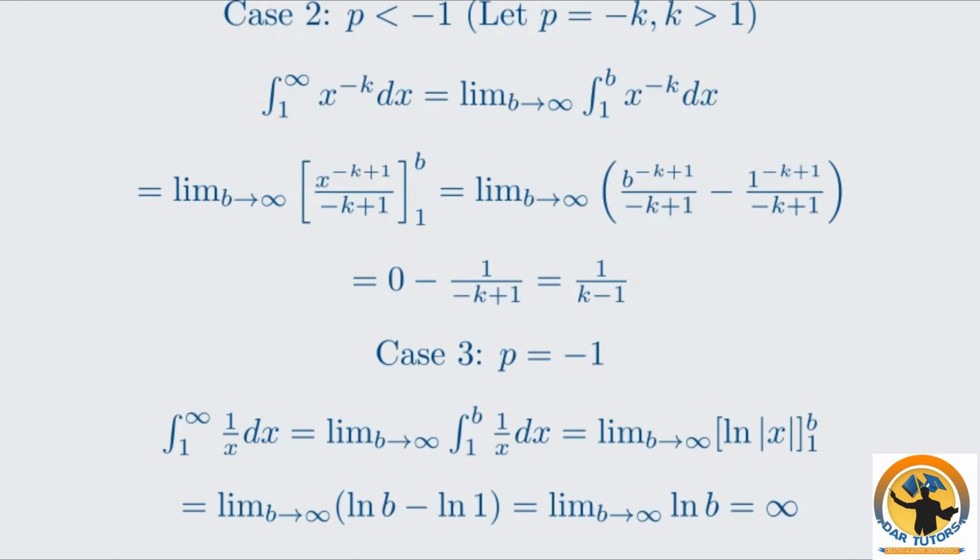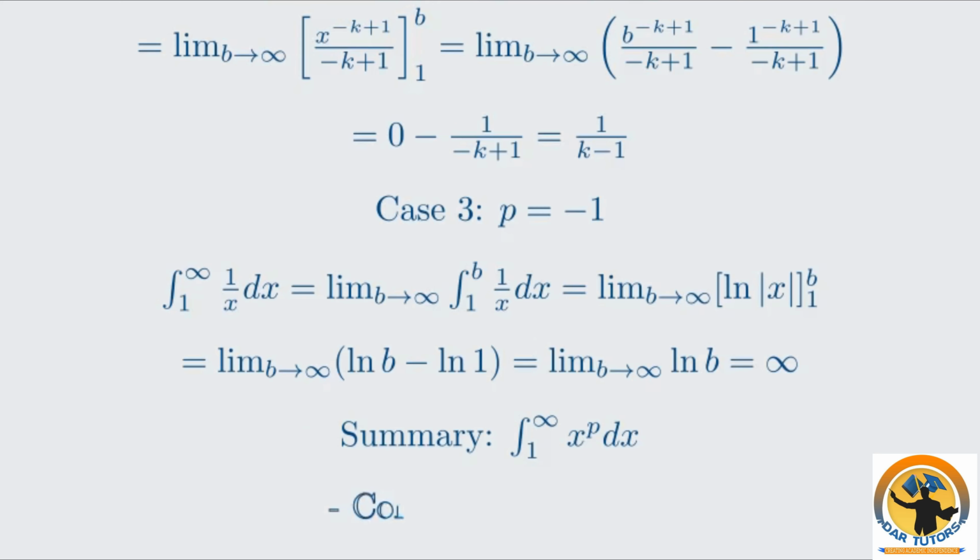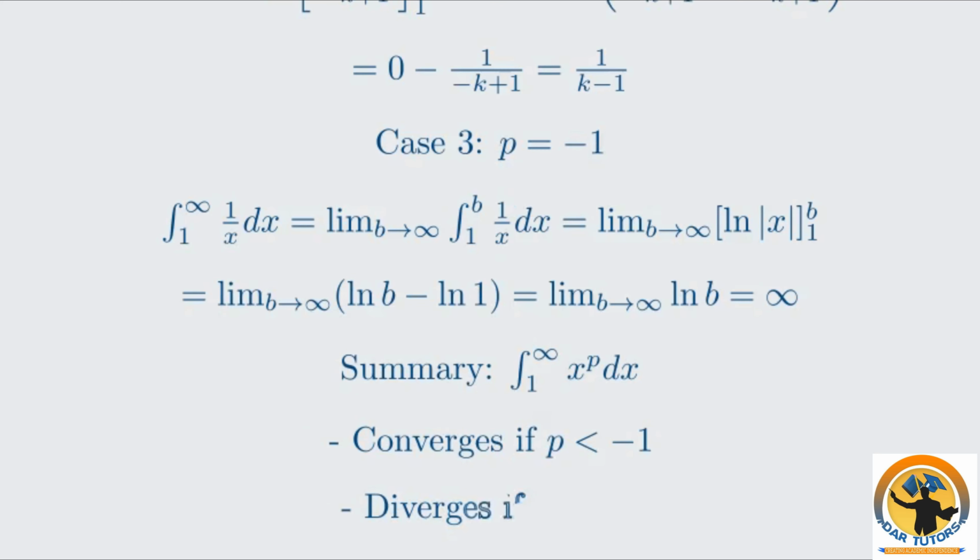The function 1 over x approaches 0 as x approaches infinity, but not fast enough for the area under its curve to be finite. This shows that the condition limit of f(x) equals 0 is necessary but not sufficient for convergence. To summarize our investigation, the integral from 1 to infinity of x to the p dx converges if and only if p is less than -1. It diverges for all other values of p.